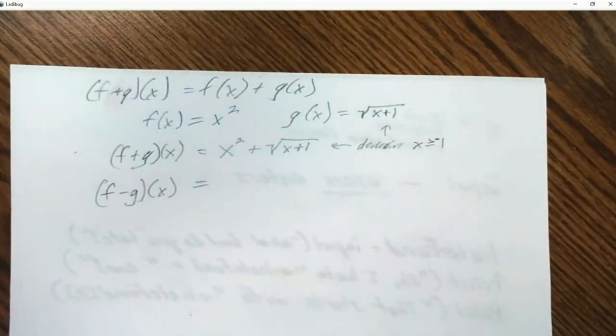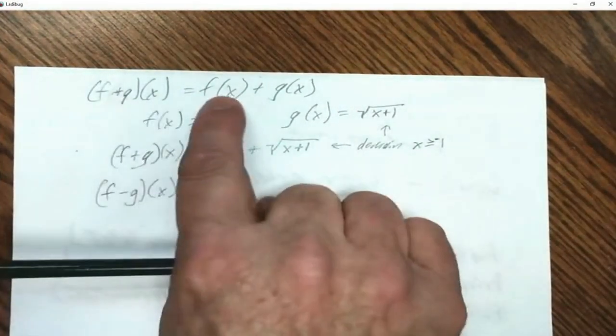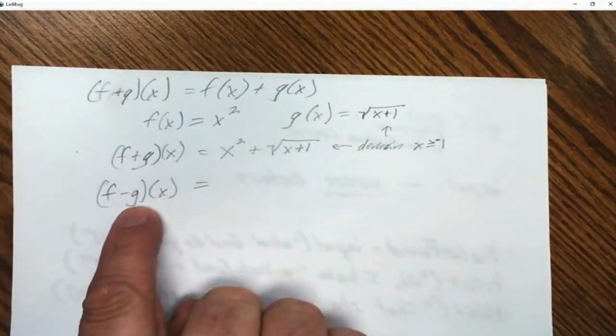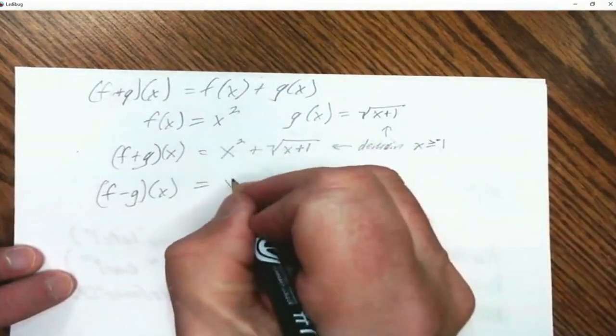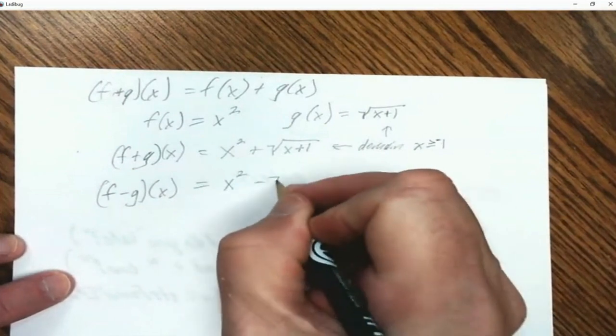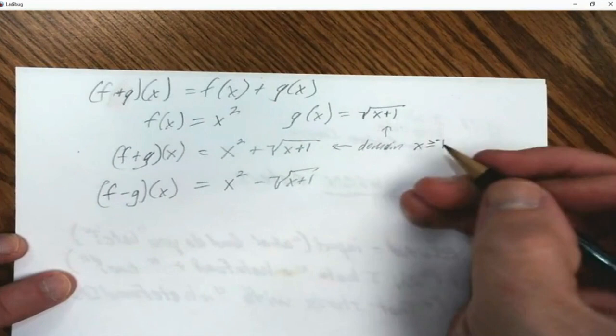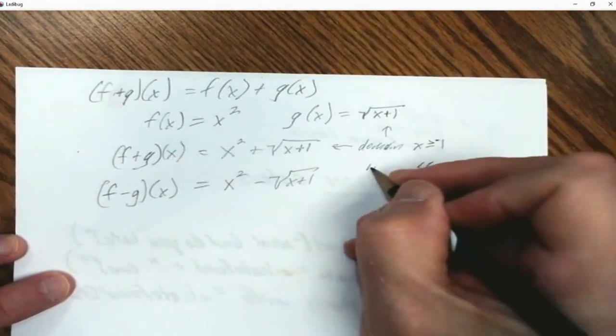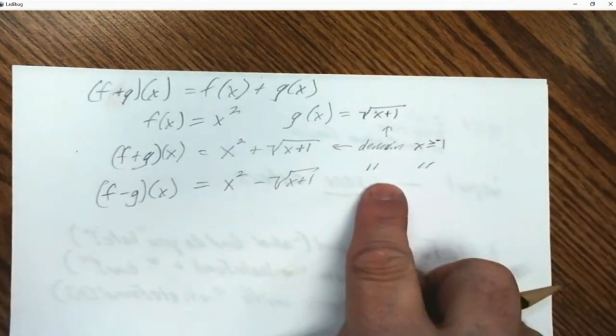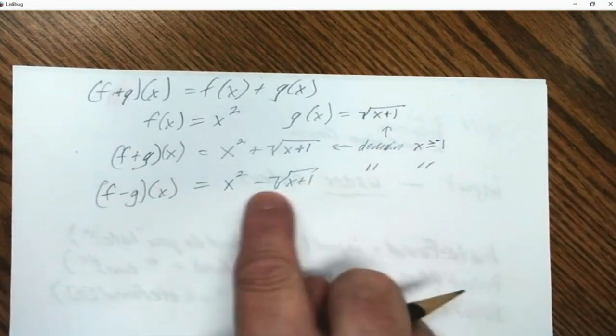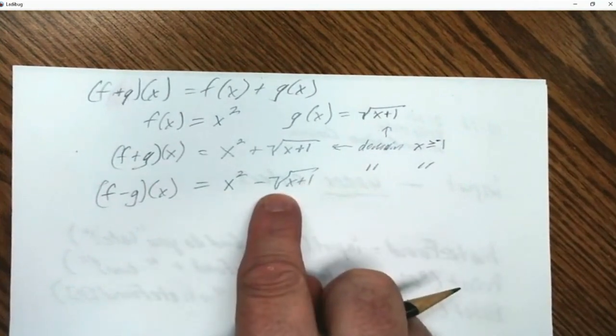All right, that's the other example. So this f plus g of x means you add them together. This means we subtract them. So we simply take the first one and we subtract the second one. And again, we have the same domain. I'm going to just put ditto marks. Same restrictions of the domain.